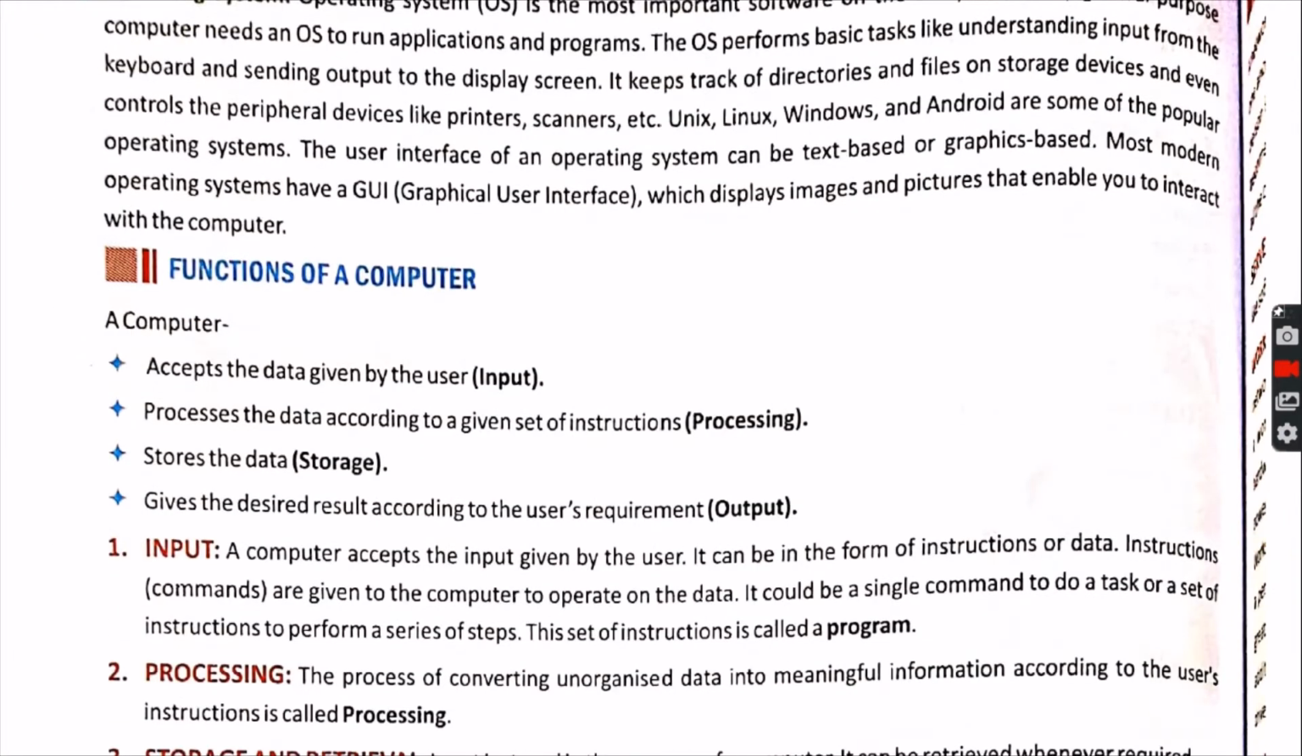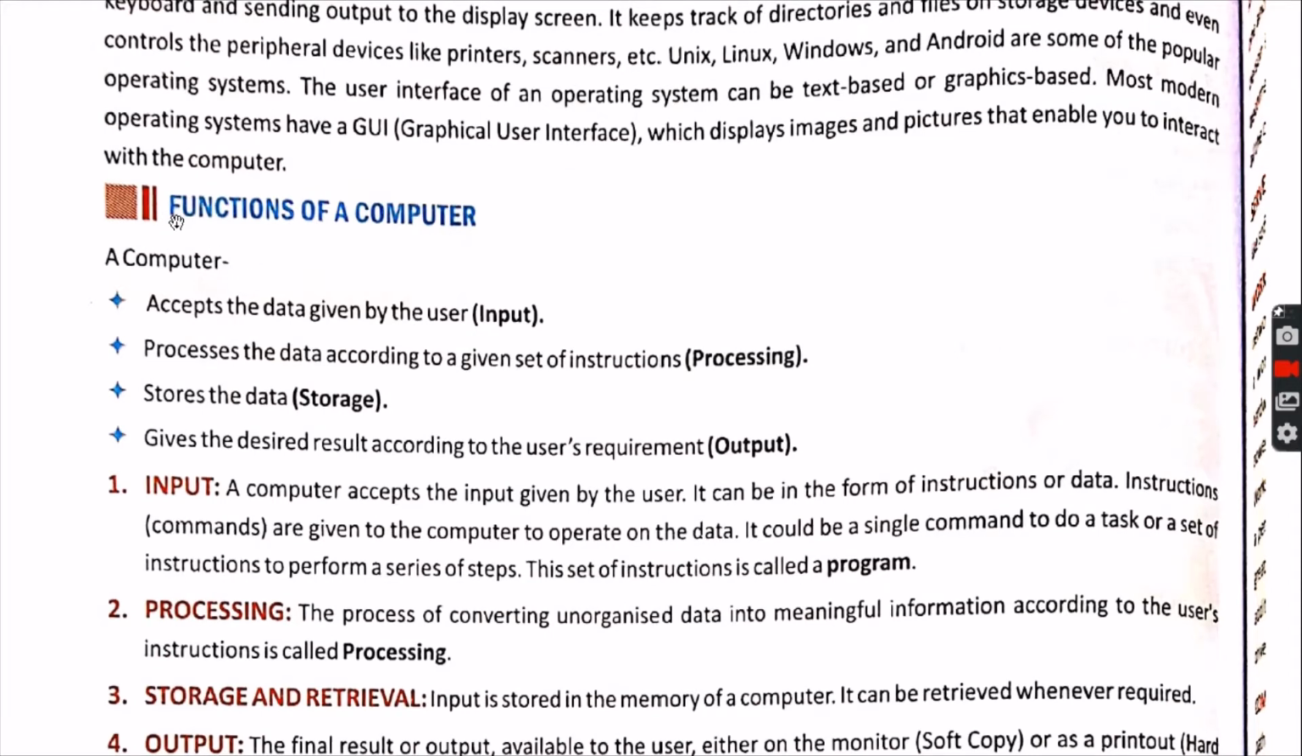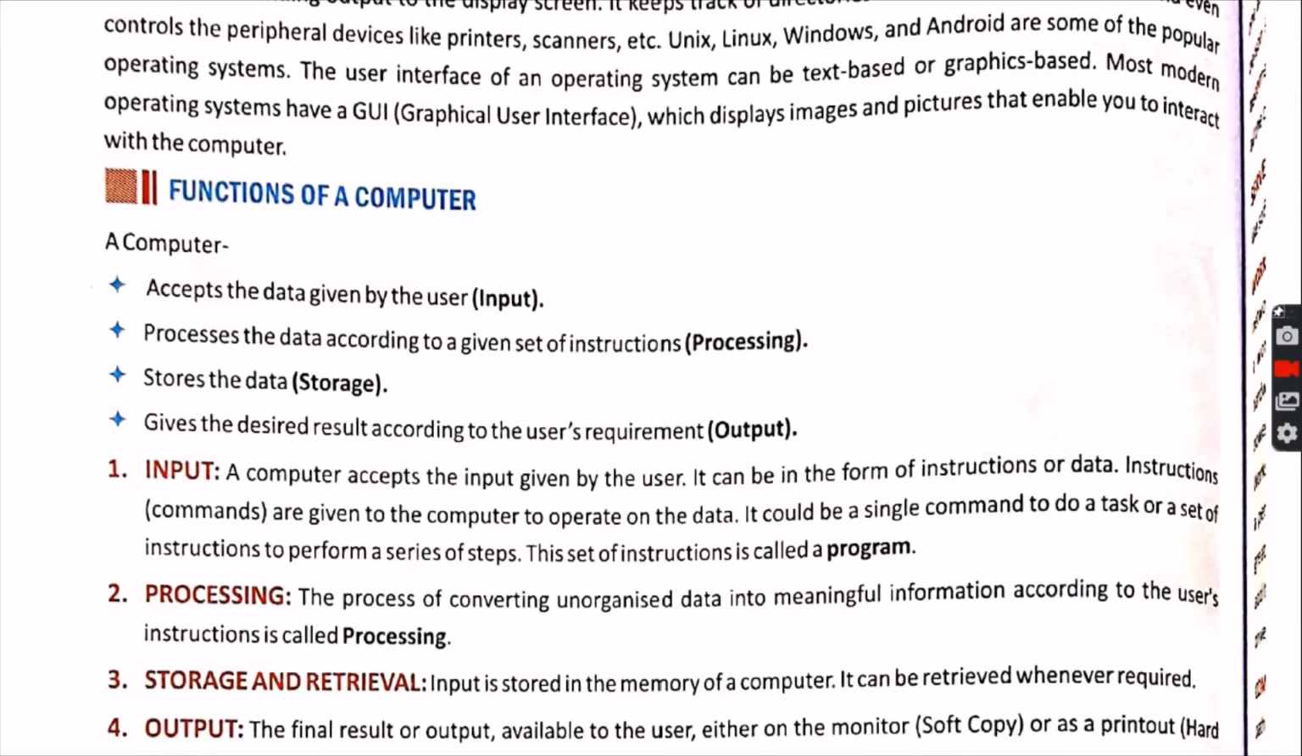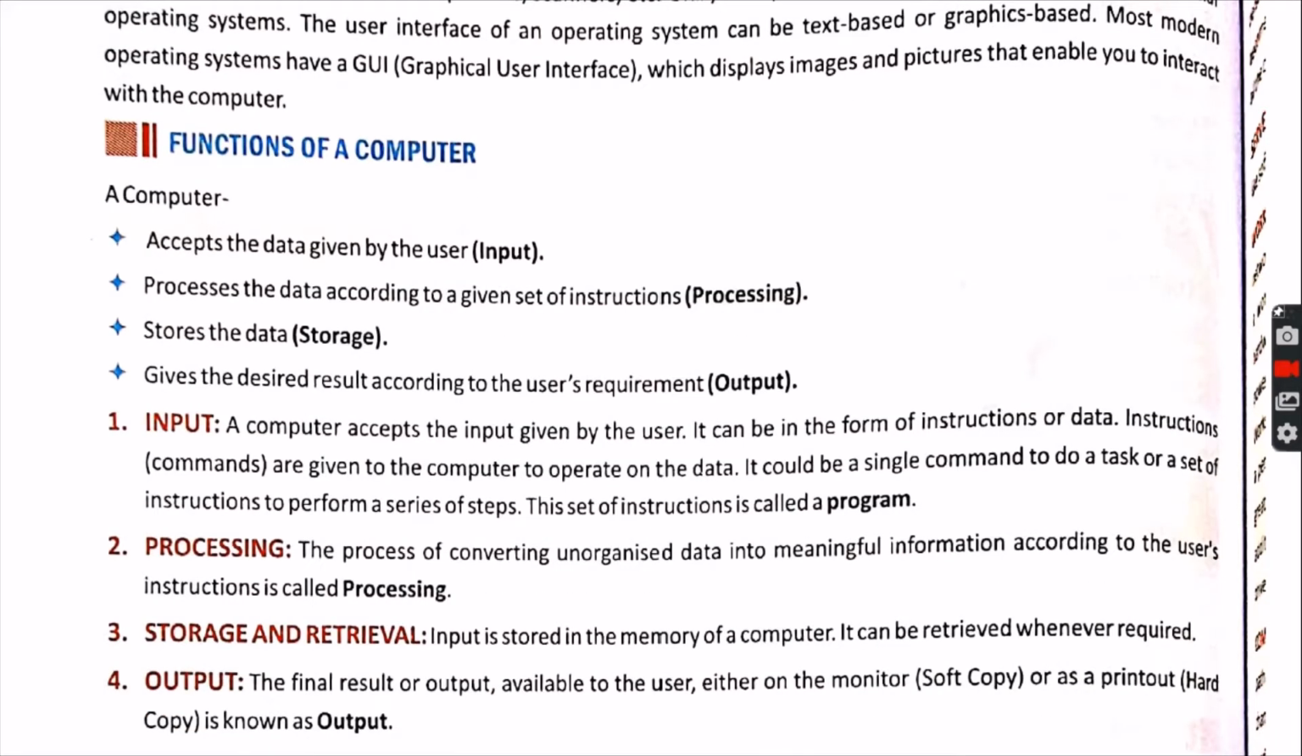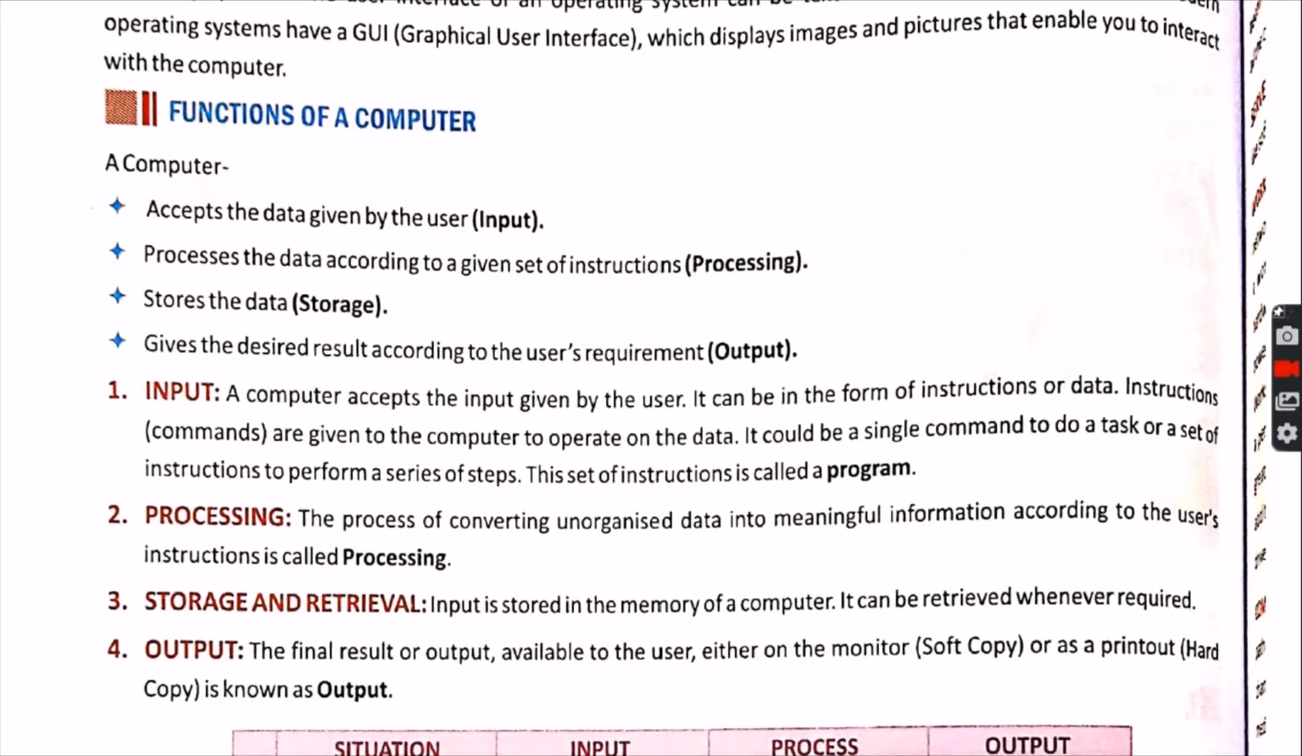So from today, from here we have to see, I'm going to explain the functions of a computer. See, what are the different functions? Basically it does input, processing and output. This is the very short way to remember that a computer carries out the IPO cycle, meaning input process output cycle. Here the same is given.